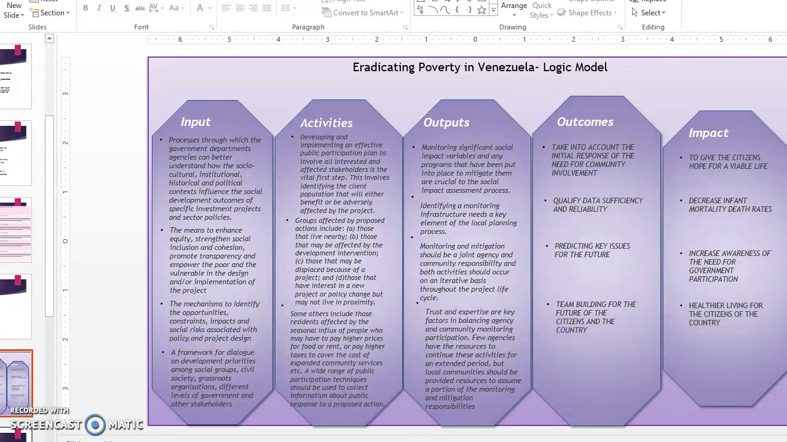The outcome is to take into account the initial response from the need for community involvement and to qualify data sufficient and reliable, predicting the key issues for the future, and team building within the citizens for the country. And the impact ultimately is to give the citizens hope back for a viable life, decrease the infant mortality death rate, increase awareness of government participation, so that the country can live a more healthy, prosperous existence.